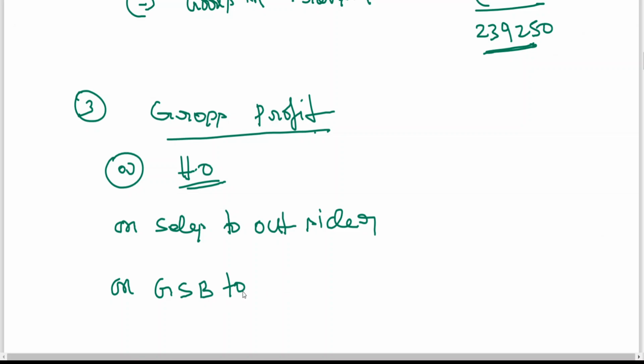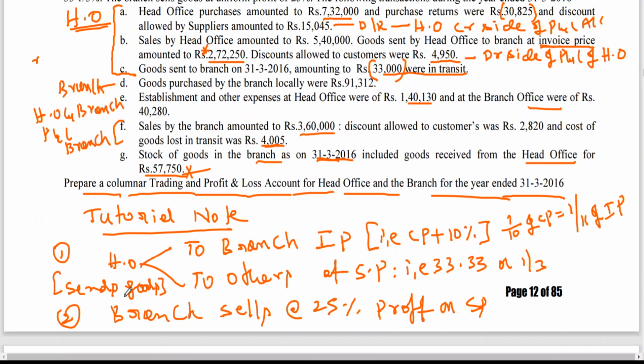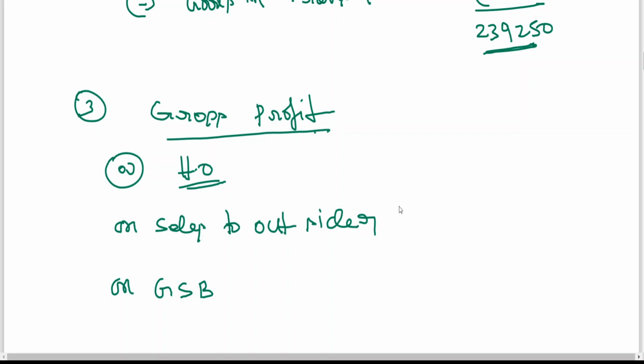On goods sent to branch. We have learned that, as per the tutorial note, goods sent to branch at 1 by 11th of IP, 1 by 10th of CP is nothing but 1 by 11th of IP, as I told you. Sales to others are 33.33 percent, or 1/3 of SP. What is sales to others? You got 5,40,000, so 5,40,000 into 1 by 3, 5,40,000 by 3, is coming to 1,80,000.